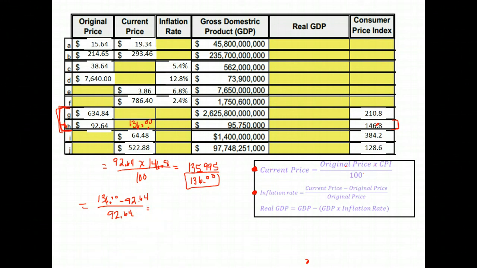So 136 minus 92.64 gives me, on top of that fraction, $43.36, and then I'm going to divide that by $92.64. And I get quite a high percentage. I get 0.468. We move the decimal 2 places to the right, so our inflation rate is 46.8%, which is pretty darn high.